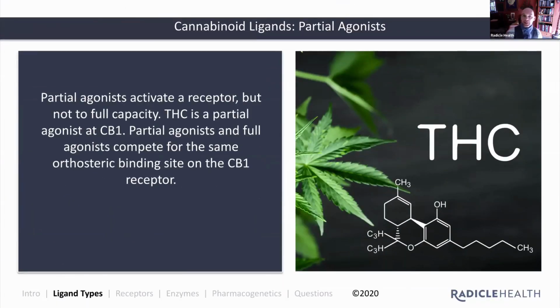The second type of ligand that will bind to the orthosteric, or main, binding site are partial agonists. Partial agonists activate the receptor, but they do not activate it to the full capacity. THC, for example, at CB1 is a partial agonist. One interesting thing about partial agonists and full agonists is that they actually compete for the same binding site. So if somebody is having a very adverse side effect to a synthetic cannabinoid, theoretically, you could give them some THC and their condition might improve.